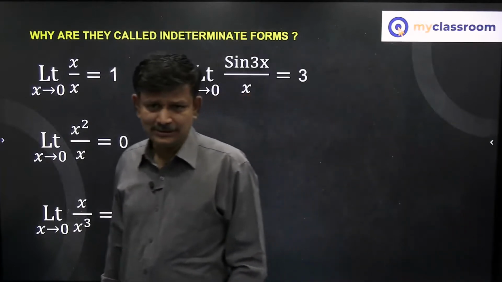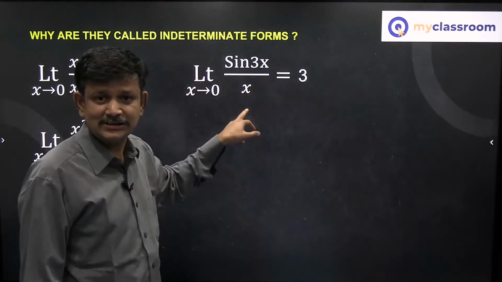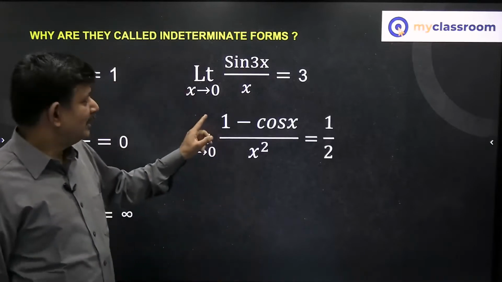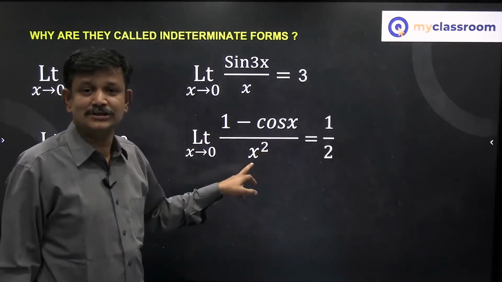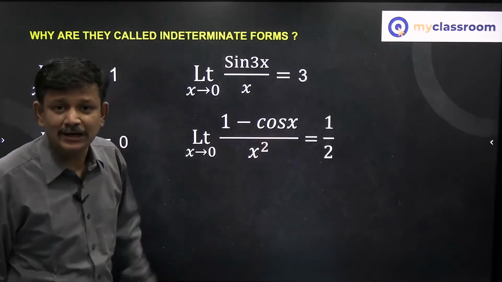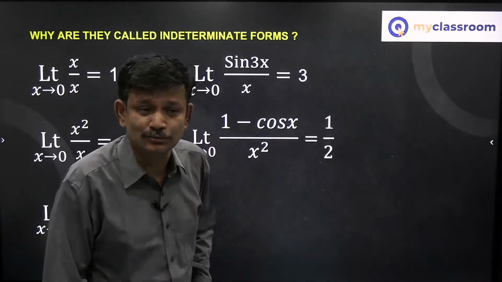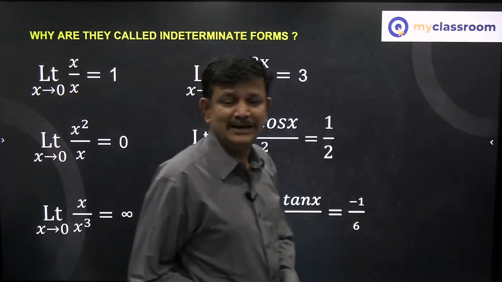Similar examples, standard limits. Limit x tending to 0, sine 3x by x. How much will be the answer? 3. Limit x tending to 0, 1 minus cos x by x square. Standard question in your textbooks. You can apply L'Hospital rule or power series, or can do it directly using trigonometric manipulations. What will be the answer? 1 by 2. Limit x tending to 0, sin x minus tan x by x cube.